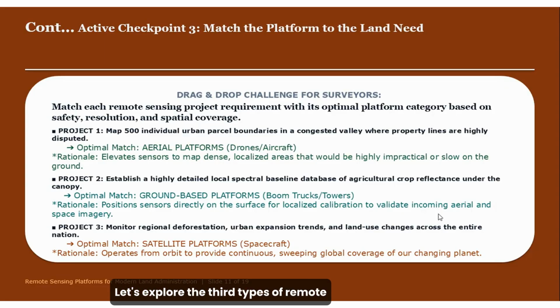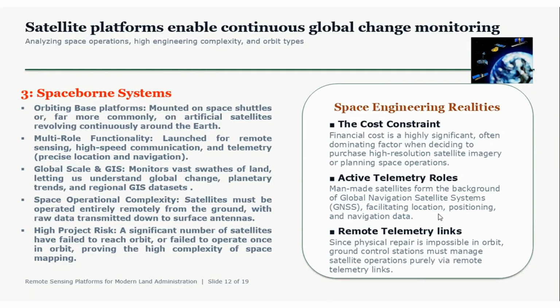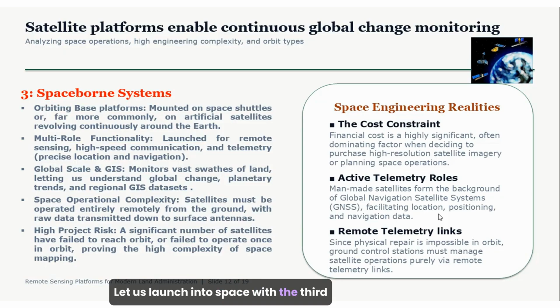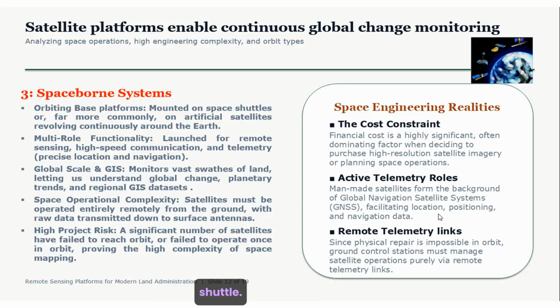Let's explore the third type of remote sensing platform. It is the space or satellite-based platform. Let us launch into space with the third platform, the satellite platform. In space, sensors revolve continuously around the Earth, commonly carried by artificial satellites or the space shuttle.